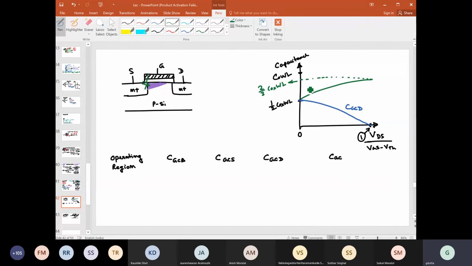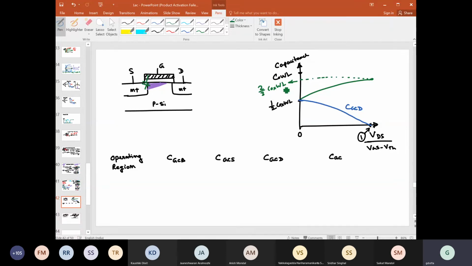Why will this come to 2/3 of Cox WL? From modeling, it has been found that the capacitance at this point comes to 2/3 of Cox WL. For this course, it will be difficult to explain with our current understanding why it is 2/3 of Cox WL. But it has been found that if you model it, this capacitance value can be easily approximated by 2/3 of Cox WL.